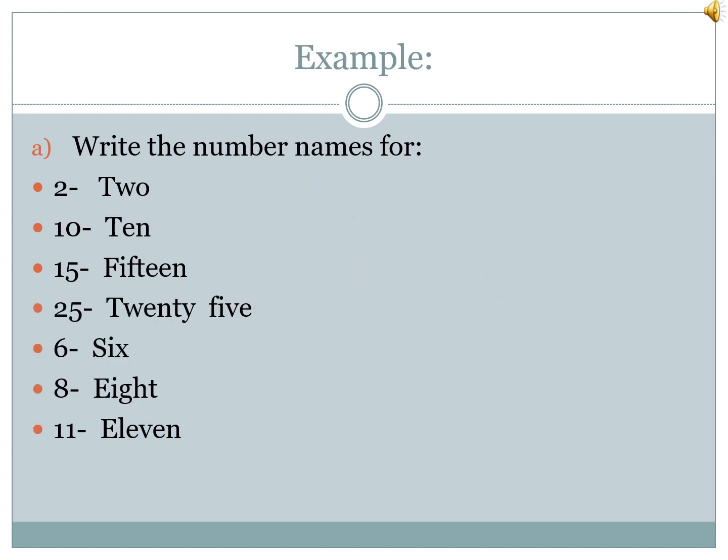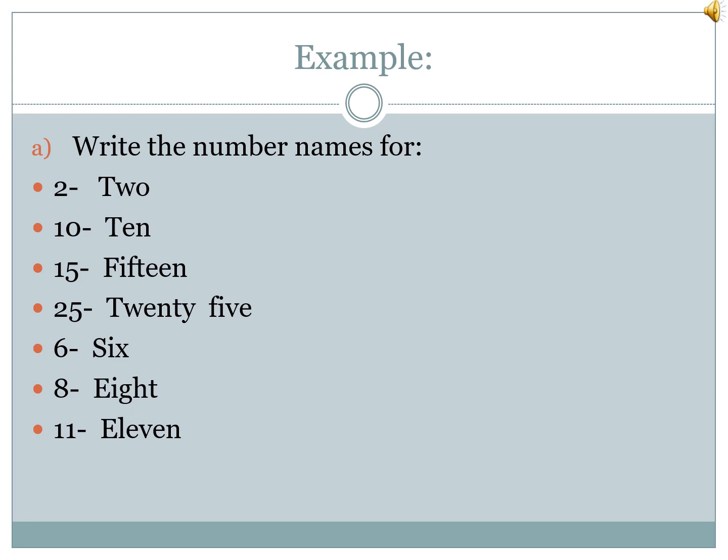So in this slide we have the examples based on number names. On the screen you can see a question, write the number names for. We have random numbers from 1 to 25 and we have to write the number names of the number. So the questions will be like this only. I am dictating the question for you. The question is, write the number names for.